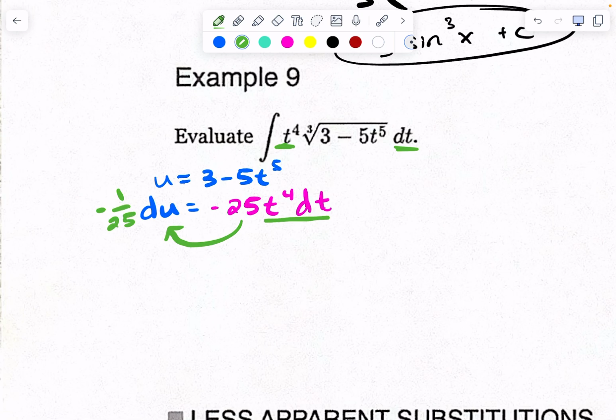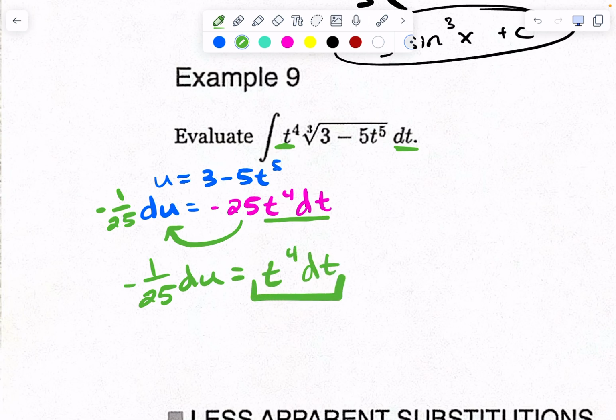Negative 1 over 25 du, because we got to bump it to the other side, equal to t to the 4th dt. So when we go to replace, t to the 4th dt is the same thing as that.